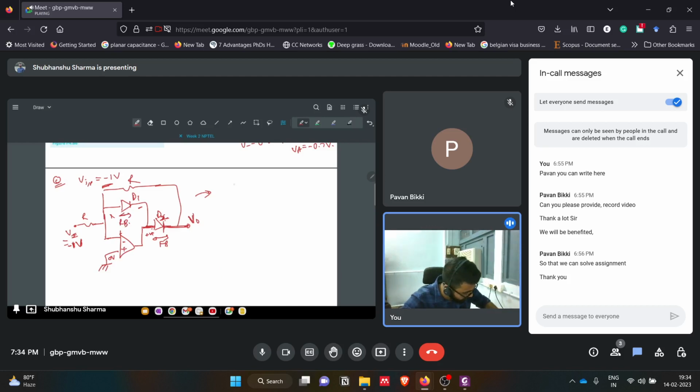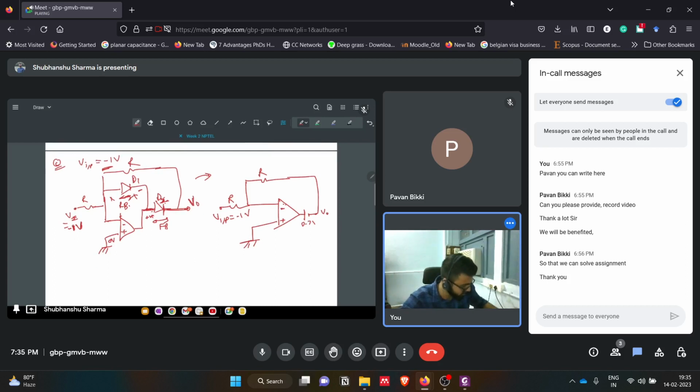Okay, so the circuit will be looking like this. We don't have this one, but we have one op amp, one plus minus. Then we have this V naught. Then we have this one, R is here, V input is here, which is minus 1 volt, and this is R. So in this feedback we don't have D1. This is minus, this is plus. Fine. So this is 0.7 volt.